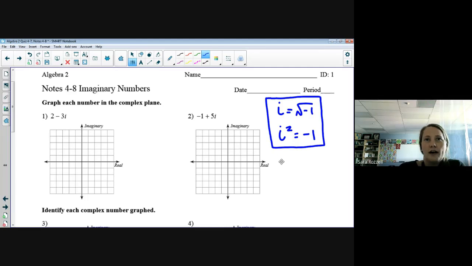Also, we write all of our imaginary numbers in this form, A plus BI. That's the way that we write them. And I said this last time, but I'll just remind you, and you guys can help me out. Which is the real part, the A or the B? The A, that's the real part. And the B or the BI, the part with the I, that is the imaginary part. Okay?